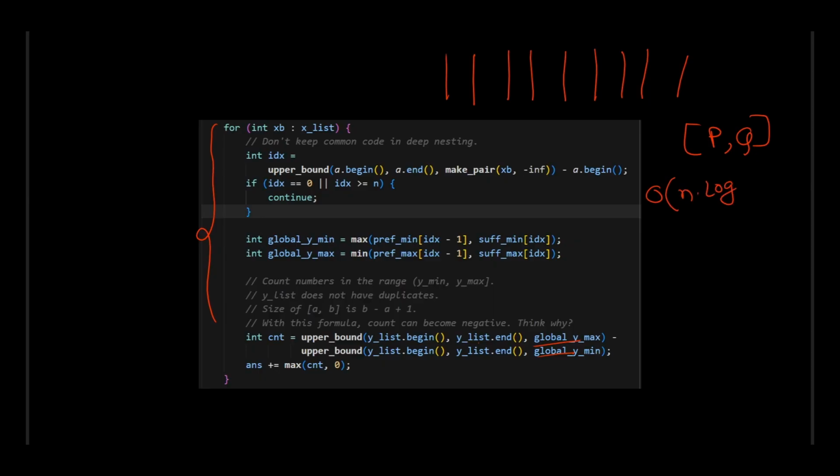Why is this log n coming? Because you are doing upper bound, and upper bound basically tells you the number of elements that are less than or equal to the key that you have provided, and that is why the time complexity is O of n log n.